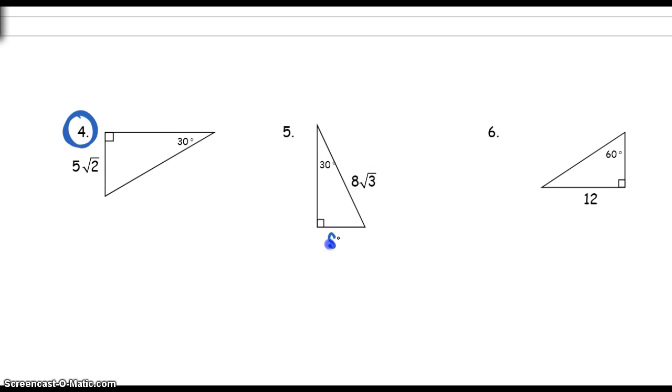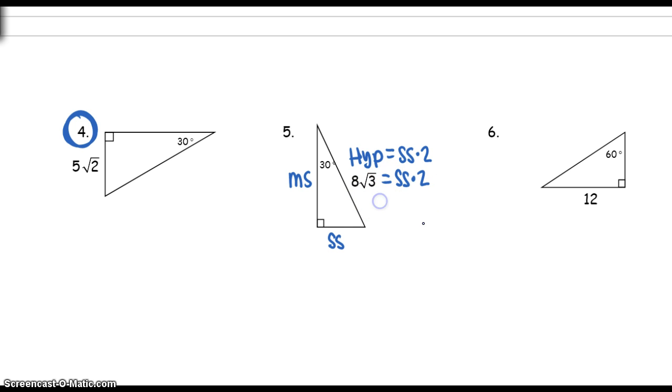So on number 5, this would be your short side. This is your hypotenuse. And this is your medium side. So I don't know the short side. I wish I did, but I don't. But I do know the hypotenuse is the short side times 2. So 8 root 3 would equal the short side times 2. And since 2 is multiplying, we're going to divide both sides by 2.